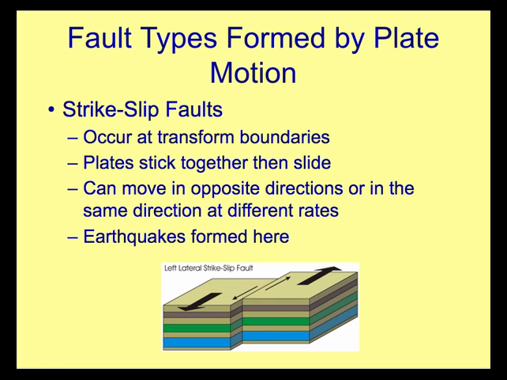This type of fault is a strike-slip fault. This occurs at transform boundaries. As plates move, they stick together and then slide. These plates can be moving in opposite directions or the same direction at different rates. At this fault type, you end up having a lot of earthquakes that are formed here.